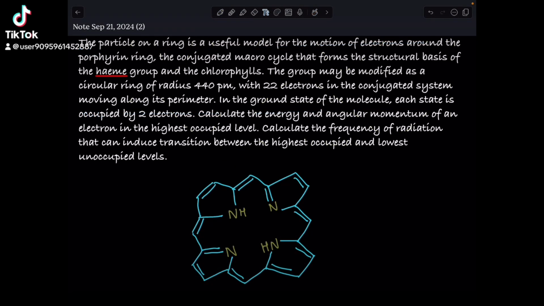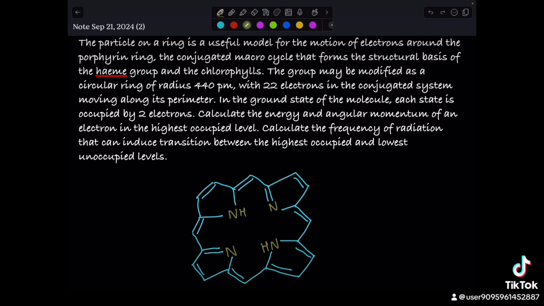The particle on a ring is a useful model for the motion of electrons around the porphyrin ring, the conjugated macrocycle that forms the structural basis of the heme group and the chlorophylls. The group may be modified as a circular ring of radius 440 picometers with 22 electrons in the conjugated system moving along its perimeter. In the ground state of the molecule, each state is occupied by 2 electrons. Calculate the energy and angular momentum of an electron in the highest occupied level. Calculate the frequency of radiation that can induce transition between the highest occupied and lowest unoccupied levels.